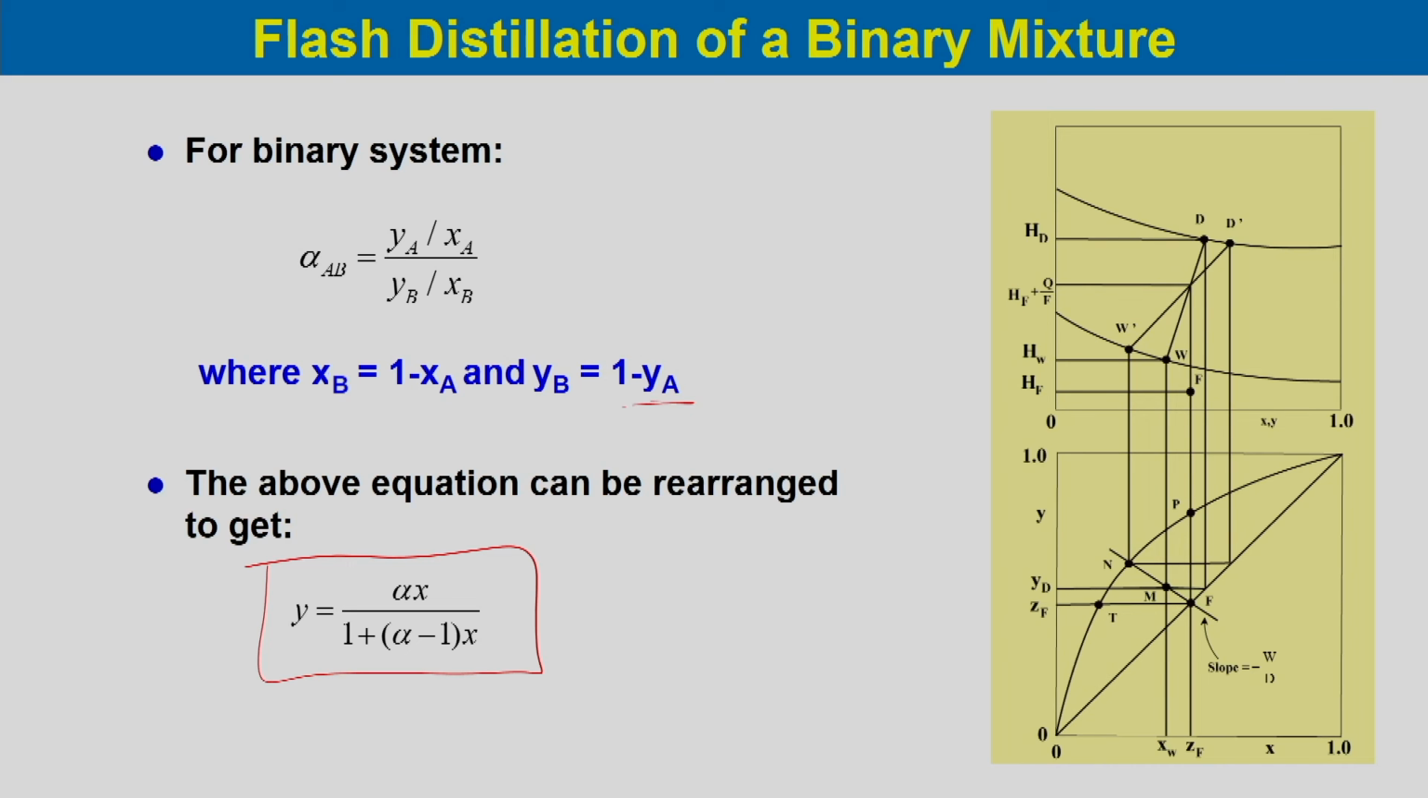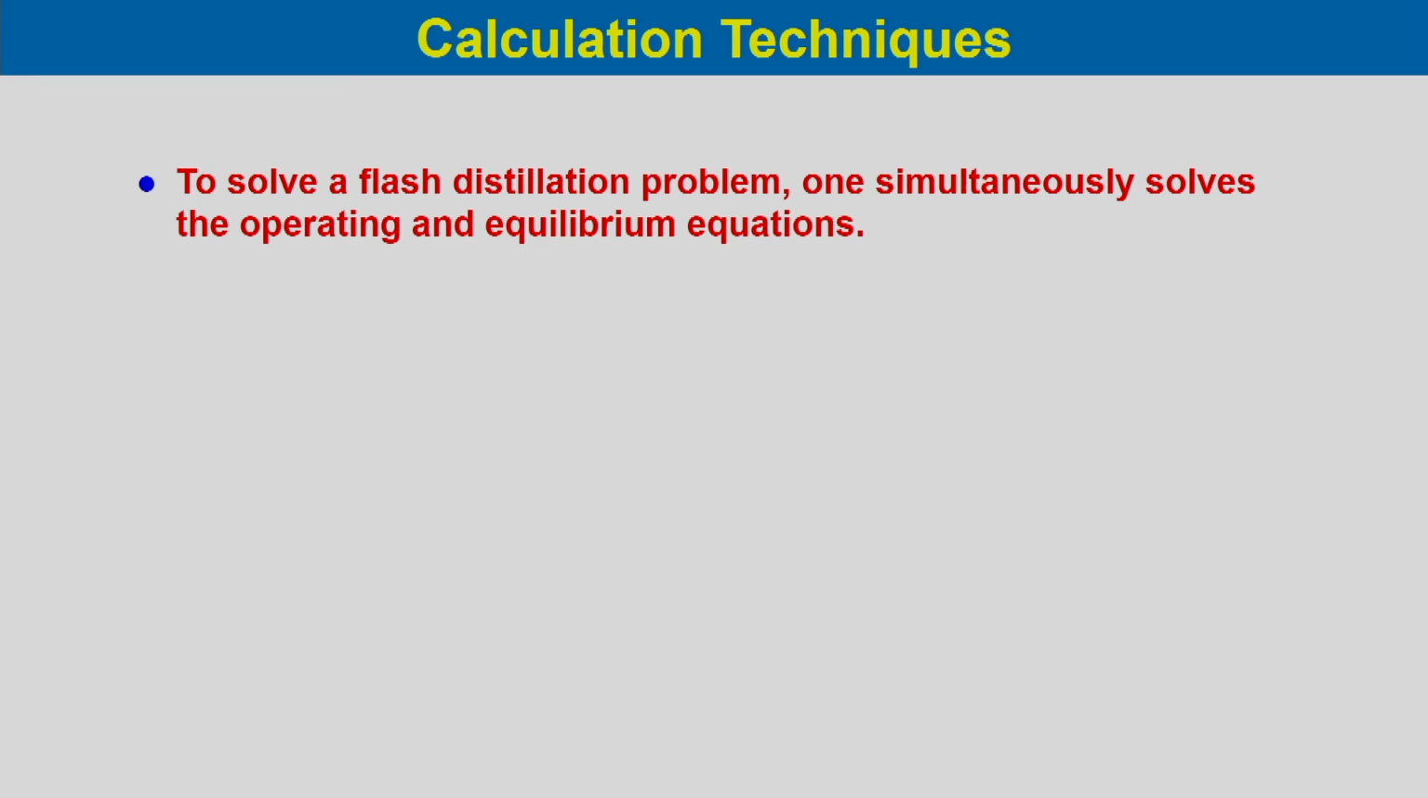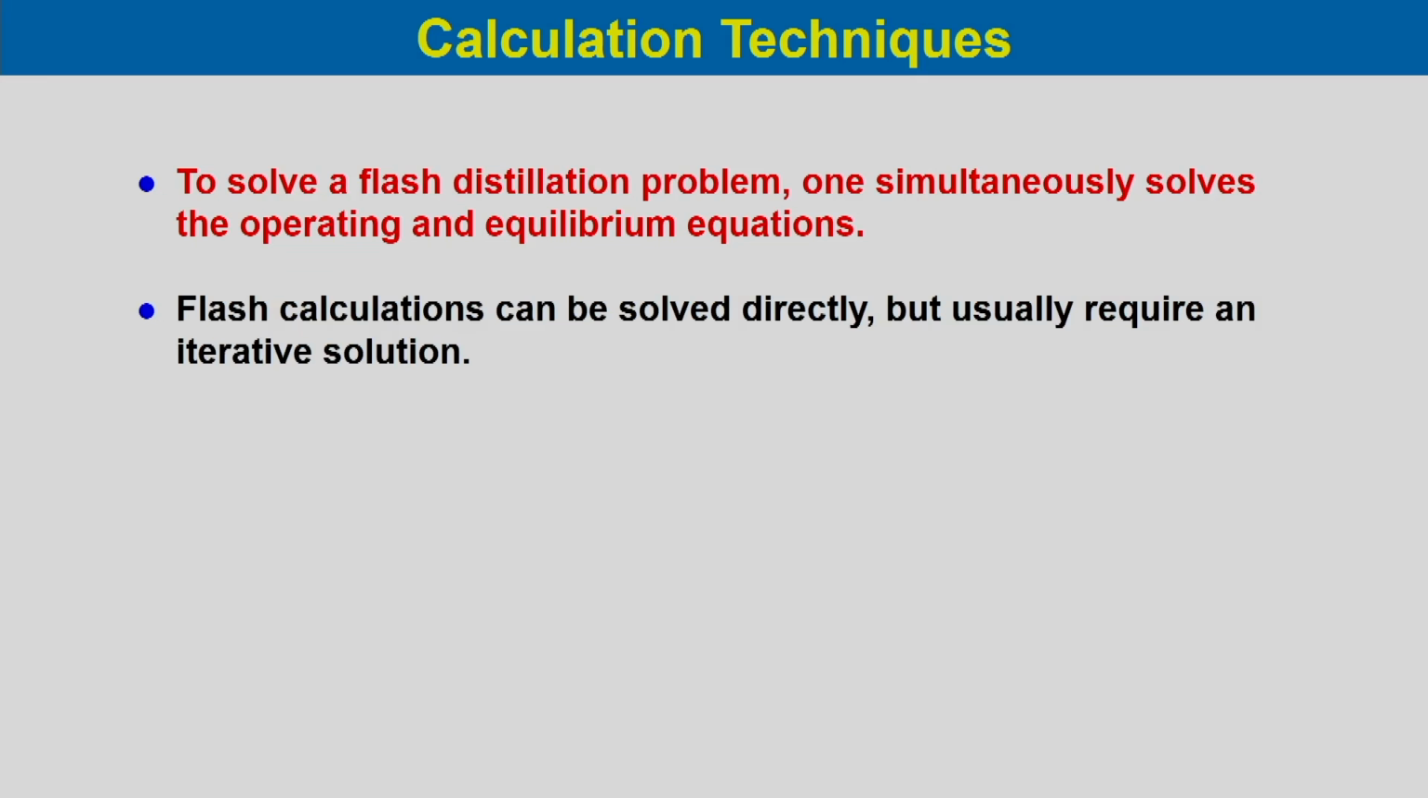Now, for the flash distillation unit, the calculation procedures are very simple. To solve a flash distillation problem, one simultaneously solves the operating and equilibrium equations. So, we need the operating curve equations, and at the same time we need the equilibrium equations. Flash calculations can be solved directly, but usually require some iterative solutions. Graphical techniques are also common for flash calculations.